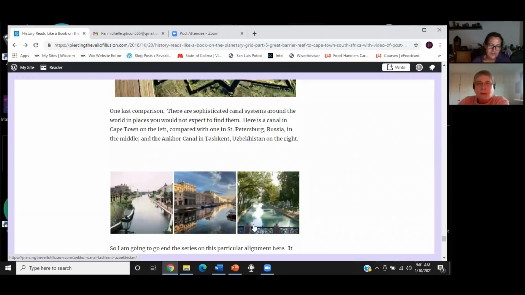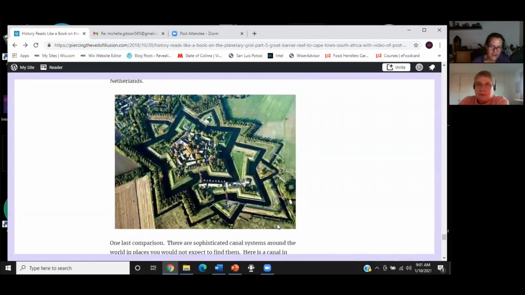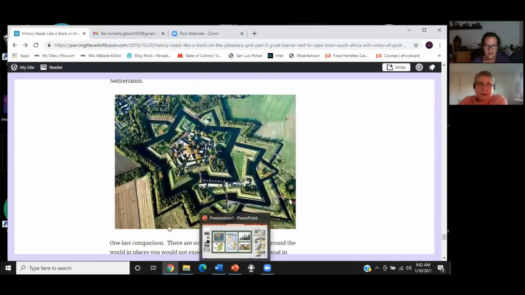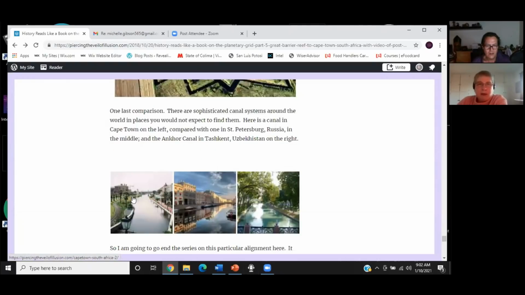And that's an interesting one too, because it's got that bit coming off. I sort of call them starbursts. See how it comes down, like energy's going in a certain direction. I've heard the concept of cymatics applied to star forts. Yep, definitely, I agree. And then canals in Cape Town. This one's in St. Petersburg, Russia. And this is the Angkor Canal in Tashkent in Uzbekistan. Angkor, and it's spelled the same too.